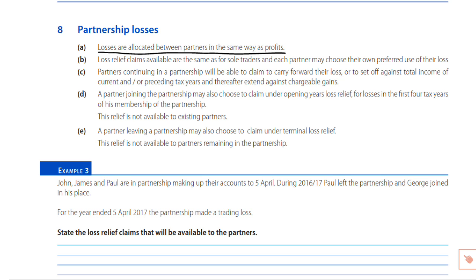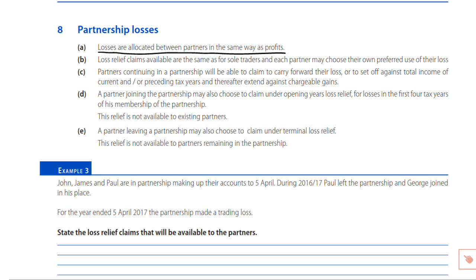You would be told what losses, if any, were made by the partners concerned. What we've got to be aware of is what loss reliefs are then available to those partners. Now, remember, we don't tax, we don't assess the partnership, therefore we don't give the partnership loss reliefs. We give each partner loss reliefs on their share of the tax-adjusted trading loss. So, each partner is free to make their own decision over the available loss to choose to use.